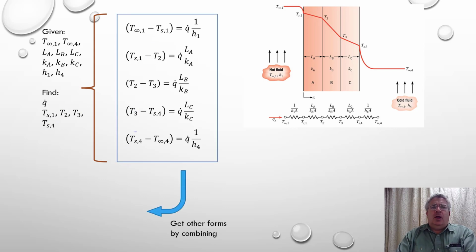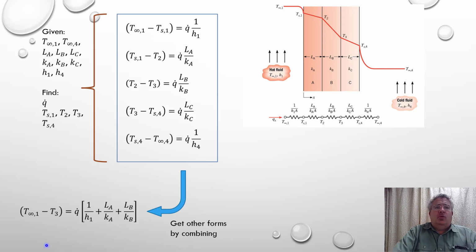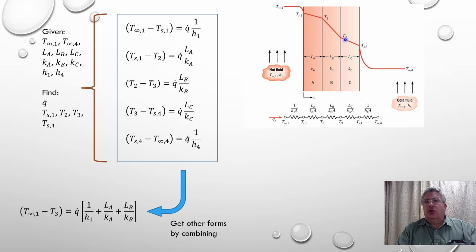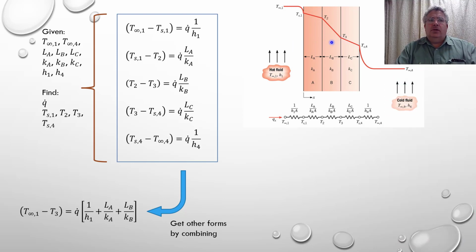If I wanted to get other things, I can use other combinations, say if I've been given additional things. If I want to go from T infinity 1 directly to T3, then the total heat rate through the wall is still Q, but in that case I have to take into account resistor 1, resistor 2, and resistor 3.